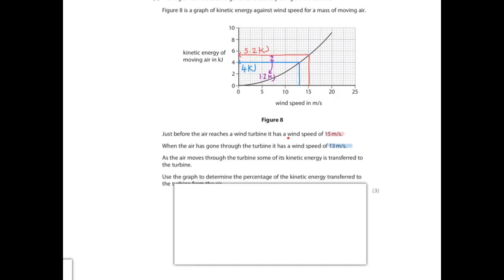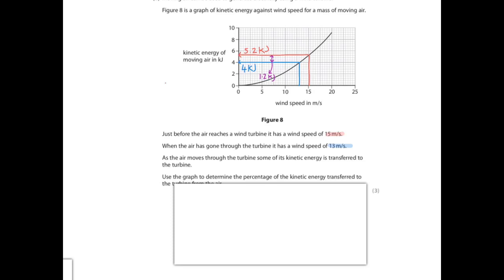Just before the air reaches a wind turbine, it has a speed of 15 meters per second. So that's over here. I've drawn a red line here, which translates to 5.2 kilojoules of energy. When the air has gone through the turbine, it has a wind speed of 13 meters per second. So this is before and after.